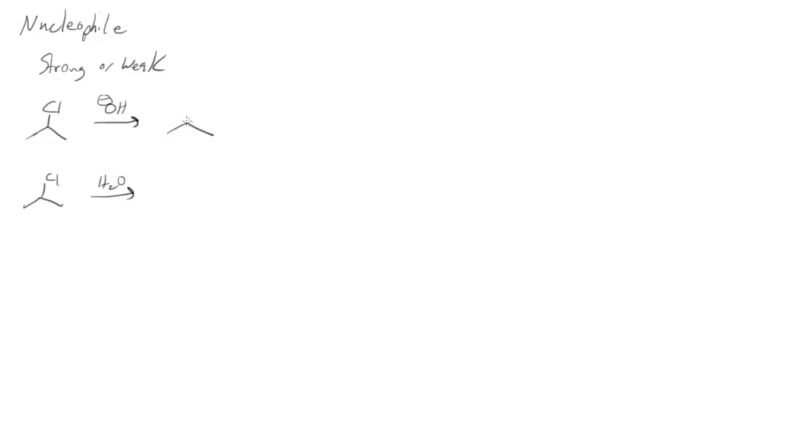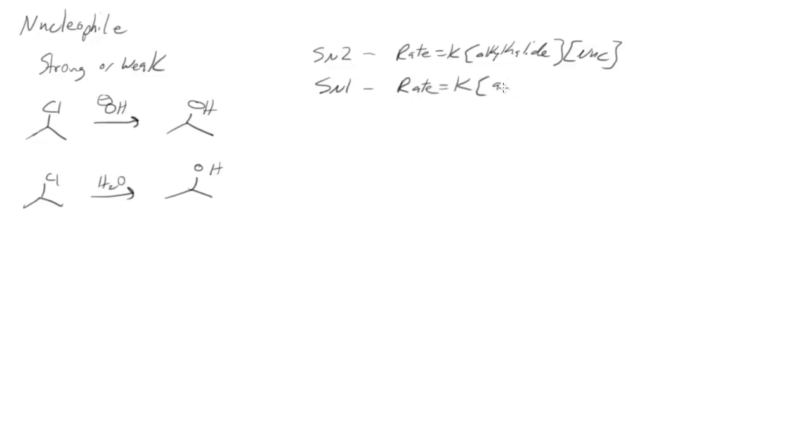And in both cases, we're going to get displacement of the chloride by hydroxide, so we get a substitution reaction. But which mechanism is each going to follow? So I think what's important to look at here is to think about what the mechanisms are and what the rate equations look like. So if I have an SN2 mechanism, rate equals k times my alkyl halide times my nucleophile. If I have an SN1 mechanism, remember the rate determining step is the alkyl halide falling apart on its own, so rate equals k times the alkyl halide only.